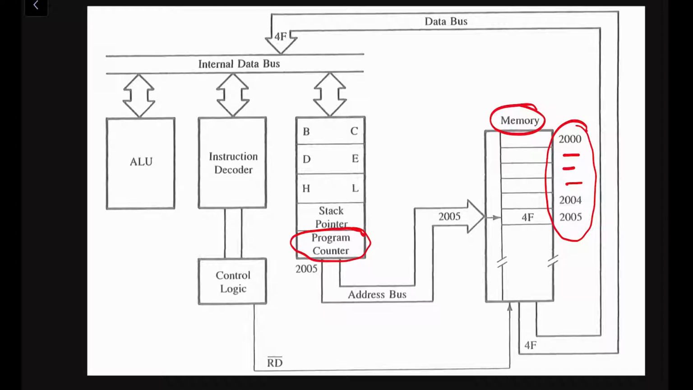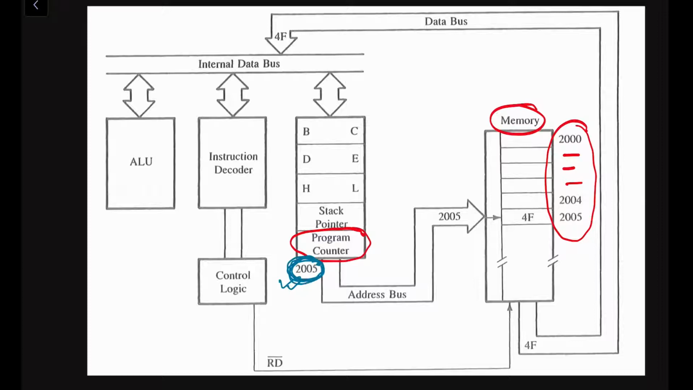So in this diagram the program counter content is given as 2005. This 2005 is the content of the program counter, or the address where the next instruction is to be executed, from where the next fetching operation is to be done. Because this diagram is for the opcode fetch operation, that means we have to fetch the opcode from the memory. We have to read the memory location 2005.